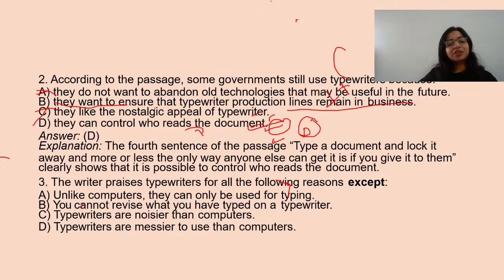Third, the writer praises typewriters for all of the following reasons except. Now see what the question is asking here: the writer praises typewriters for all the following reasons except. The first reason says that unlike computers, they can only be used for typing. Okay. He has praised it for this: if it is only for typing, then my focus is going to be entirely there. Then comes B. B says you cannot revise what you have typed. Okay, yes, he was sad about this, so we can see this.